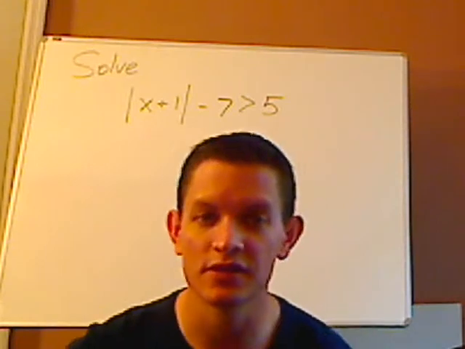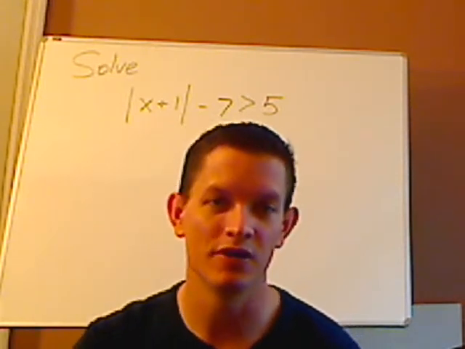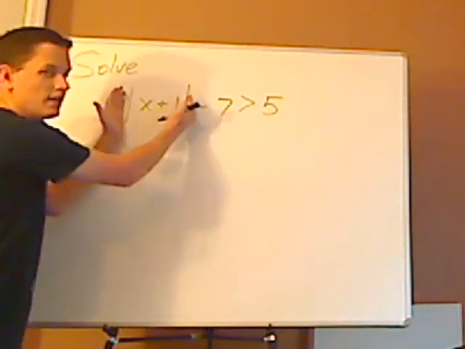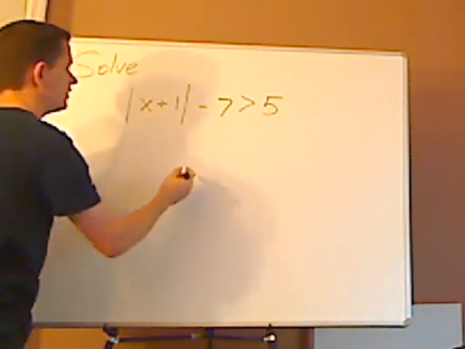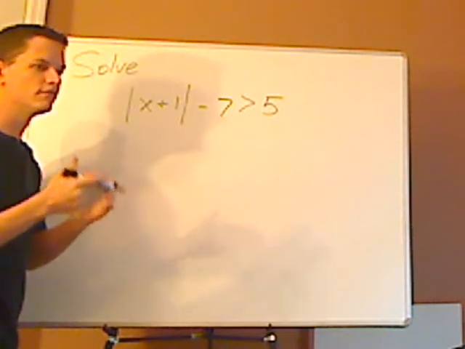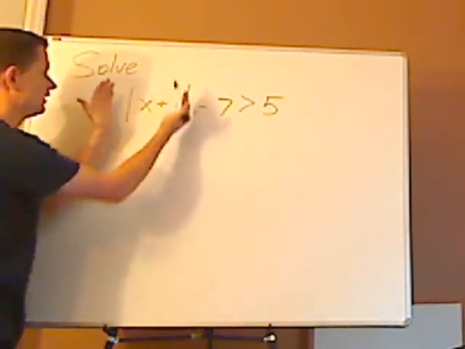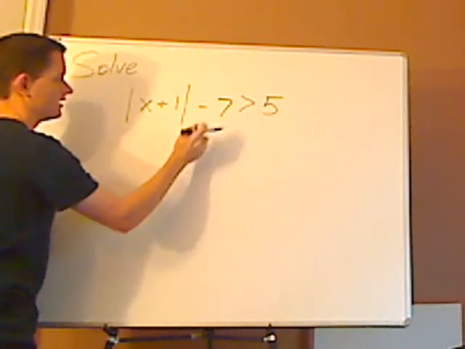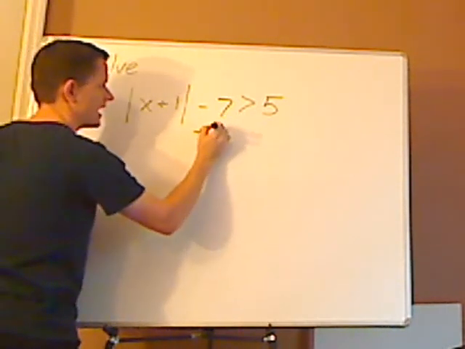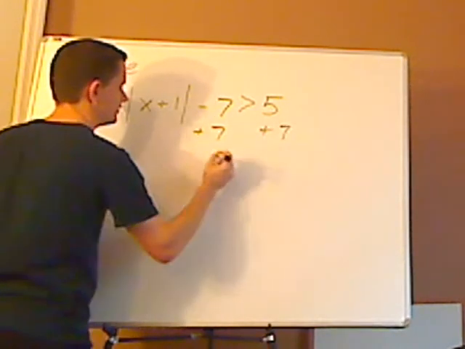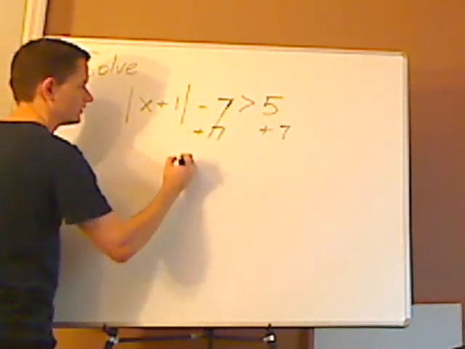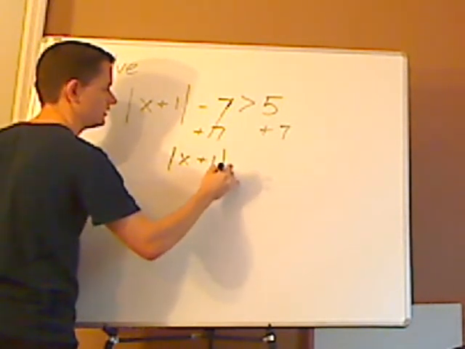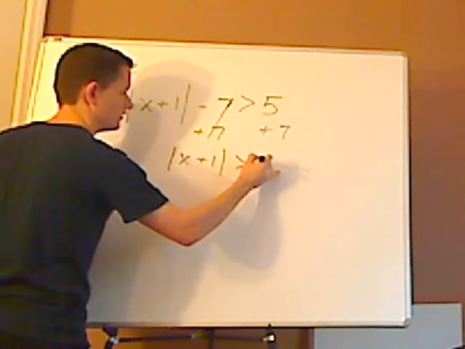Alright, your first task when you're doing an absolute value inequality is to isolate the absolute value bars. So you want to get this all by itself. You just treat it as if it's a linear equation, isolating this. So you want to get rid of this, so you do the opposite. You're going to add 7 to both sides. So that cancels. That leaves you with the absolute value of x plus 1 greater than 5.